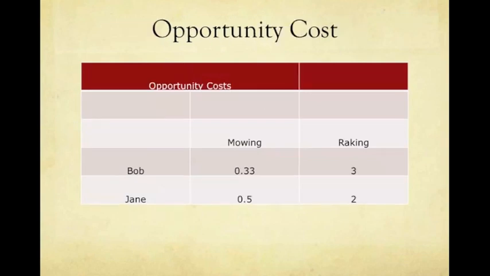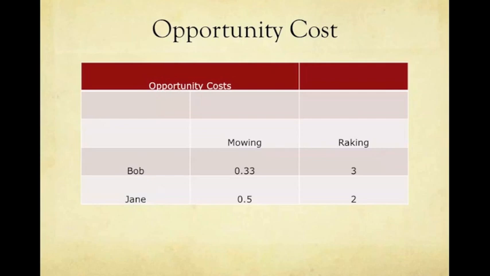From this we can calculate their opportunity costs. Now their opportunity costs, of course, again, are the foregone benefit of the alternative option. So for Bob, every time he mows a lawn, he gives up a third of a lawn raked. And every time he rakes a lawn, he gives up 3 lawns that he could have mowed in that same amount of time. Jane gives up 1/2 and 2 respectively. Okay, so these are their opportunity costs.